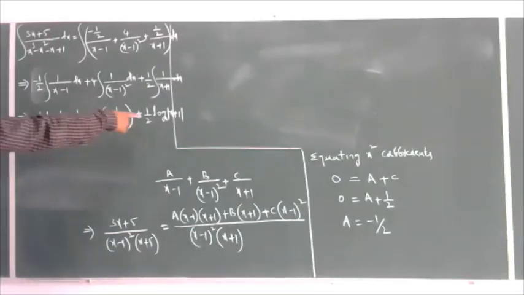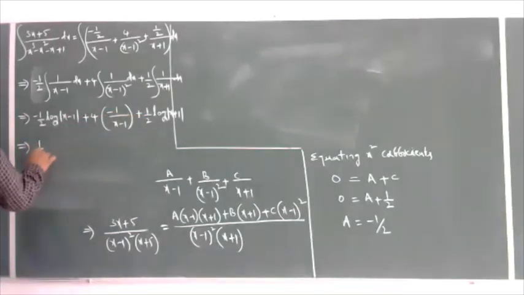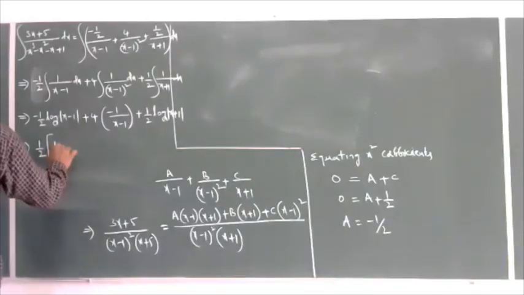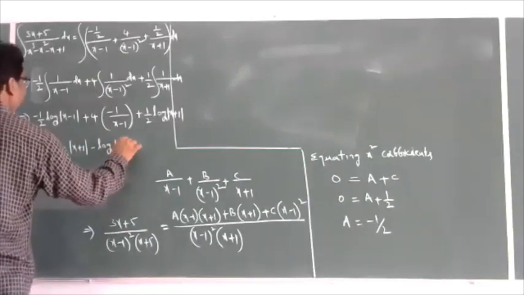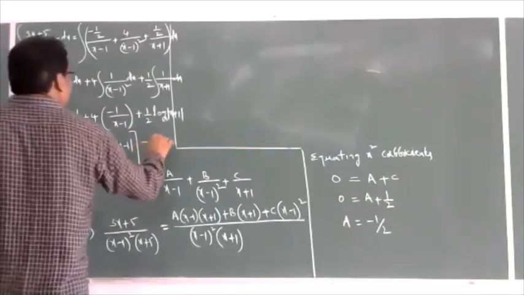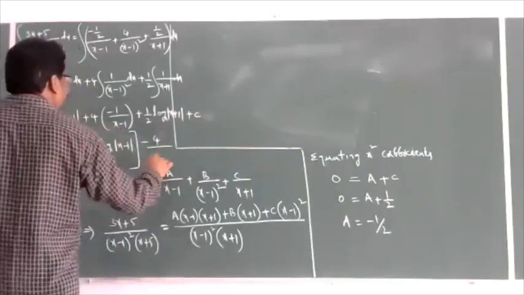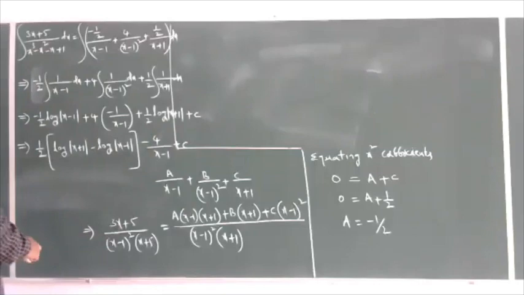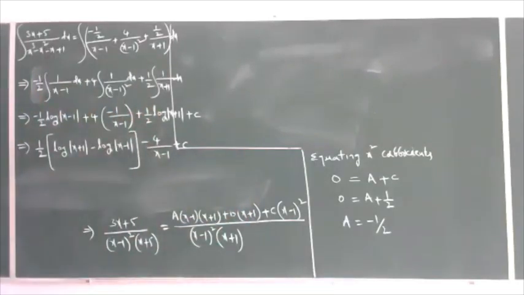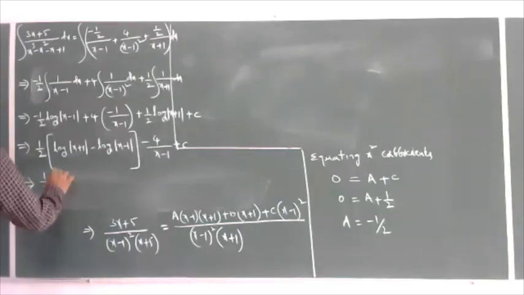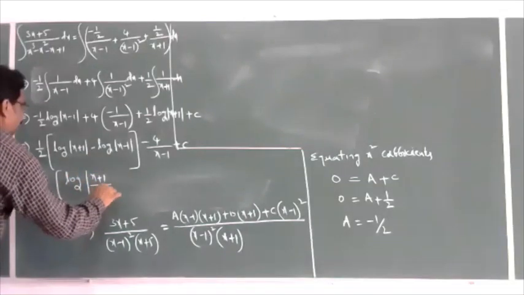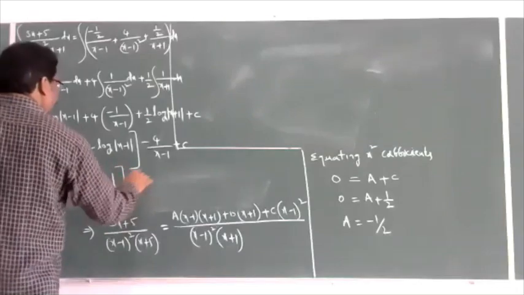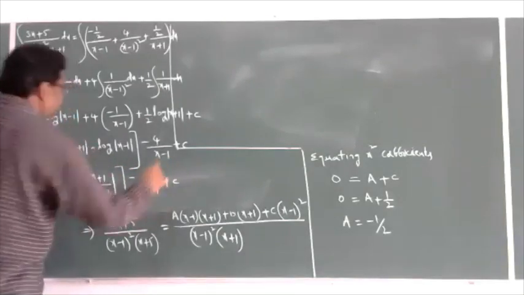Here 1 by 2 is common. That implies 1 by 2 into log mod x plus 1 minus log mod x minus 1, plus 4 by x minus 1 plus c. So this is 1 by 2, log a minus log b, log mod x plus 1 by x minus 1, plus 4 by x minus 1 plus c.